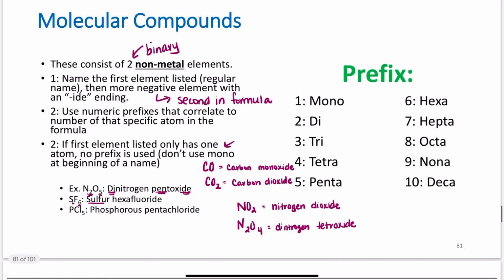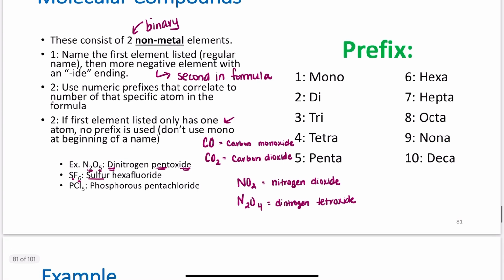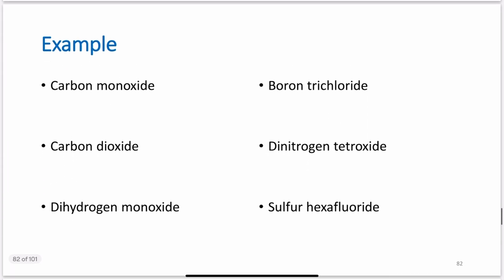So we're not going to use mono at the beginning of the name for the first element listed if there's only one of them, but we will use mono if there's only one of the second element listed. I'm not just going to call it carbon oxide. I'm going to say carbon monoxide to emphasize there's only one of them. So let's work some examples. Oh, I just gave you the first two without thinking about it.